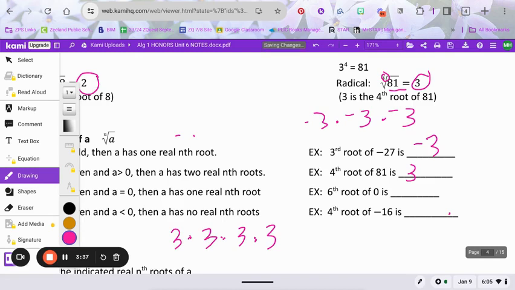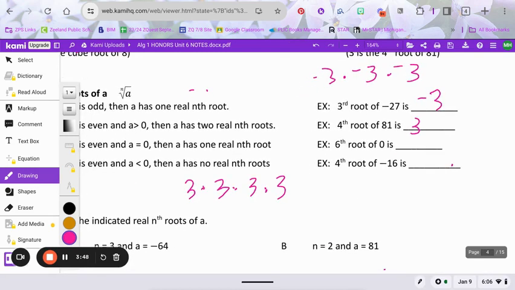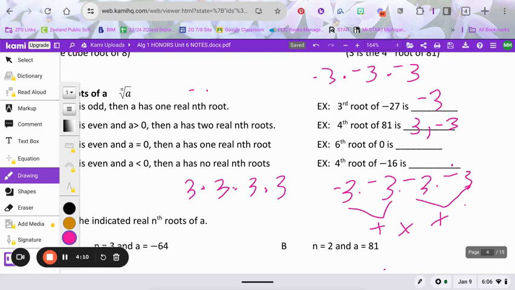But we know that with multiplying negative numbers, if you have 2 numbers that are negative and they're multiplied together, they become positive. So it is possible that I have another root, which is negative 3. If I do negative 3 times negative 3 times negative 3 times negative 3, I know these 2 negatives are going to become positive, and these 2 will become positive. And when you multiply 2 positive numbers together, you get a positive answer. So negative 3 times negative 3 times negative 3 times negative 3 also gives you 81.